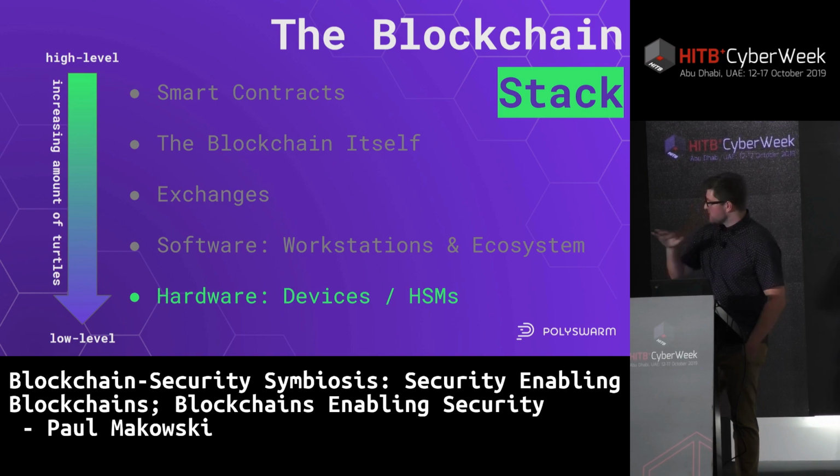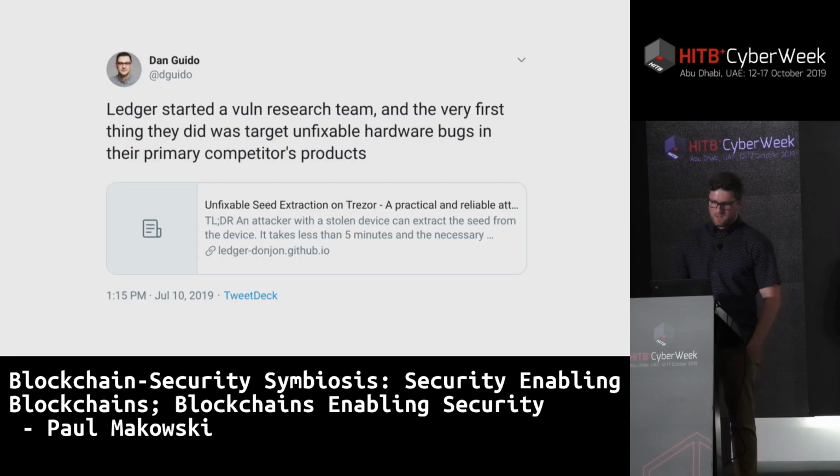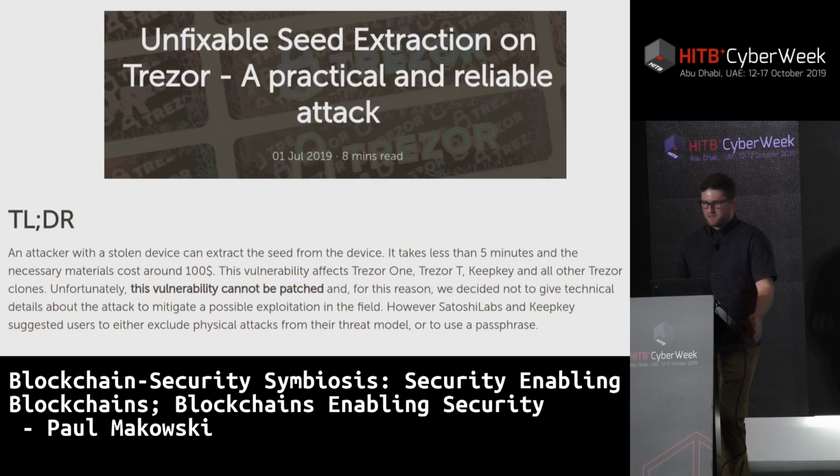Okay. The last section on this is hardware devices, so hardware security modules and other devices. This was a fun development a few months ago. Ledger, which produces some cryptocurrency hardware wallets, spun up a vulnerability research team, and the first thing they did was target unfixable hardware bugs in their primary competitors' products, namely Trezor. So Ledger found some bugs in Trezor devices. Given physical access to a Trezor, they were able, with about $100 of equipment, to extract the seed from the device.